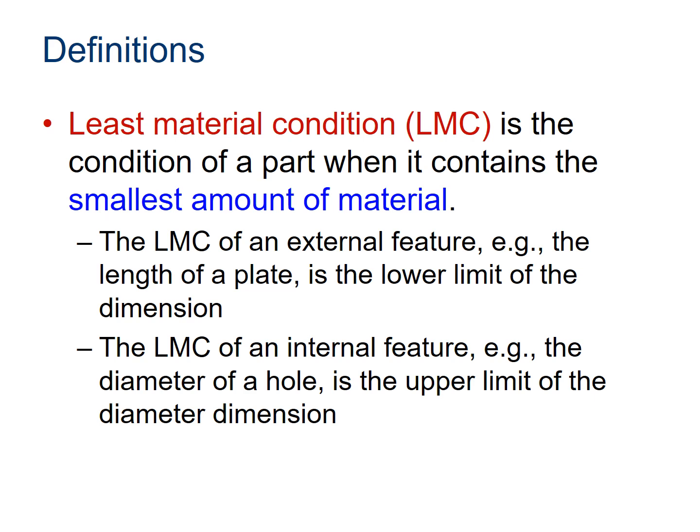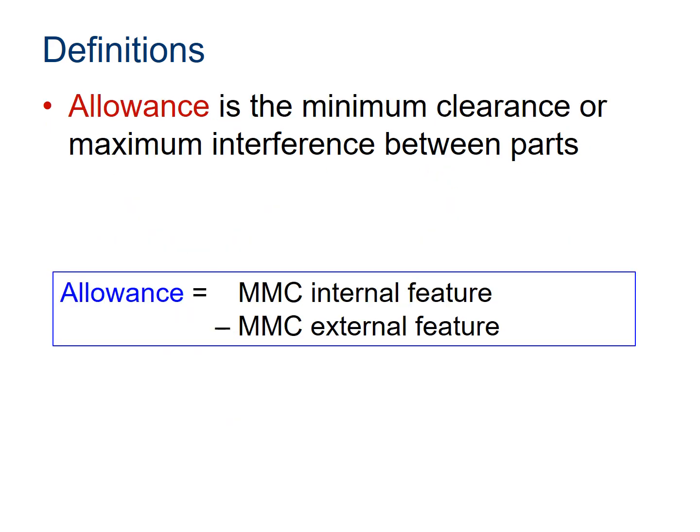Then you have least material condition. This is the condition when it contains the smallest amount of material. For the least material condition of an external feature, like the length of a plate, that'd be the lower limit of the dimension, meaning that it can be no smaller than this. Or like a hole, the upper limit of the dimension. So the hole can be no bigger than this, because if it goes bigger, then I end up with less material than I need for this particular part. Maybe it'll end up being lighter than it needs to be, for example. So a lot of this correlates to cost, and I'll get into that in a little bit.